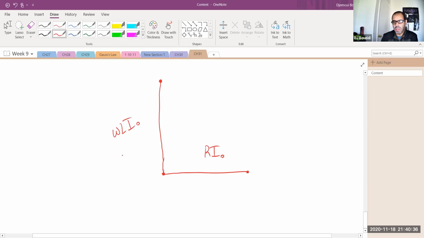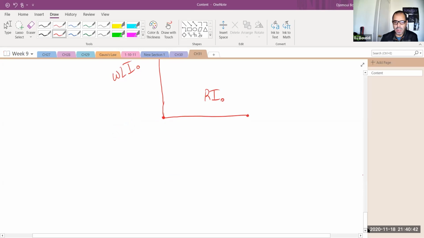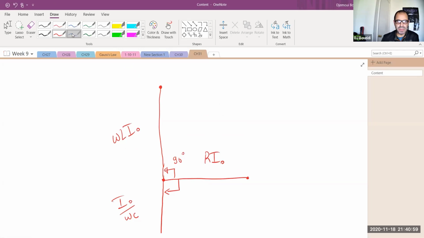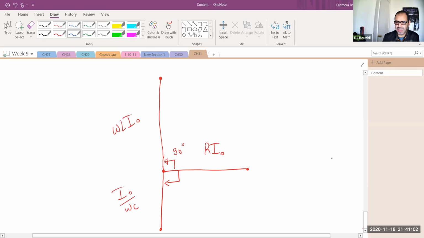Okay? On the y-axis also, so this is a positive 90 degrees in here. At negative 90 degrees, draw your I naught over omega C. Find the sum of these three vectors, basically. You have to have three vectors to add them. So in this case, I add this vector, which is a negative vector, with that one. So probably the answer is somewhere in here. So this is the difference, omega L minus 1 over omega C, times I naught.